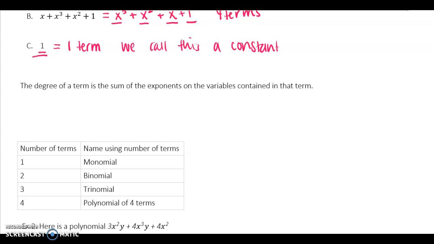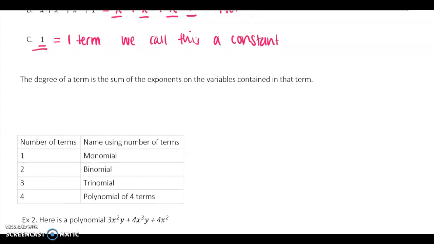So we could name a polynomial based on the number of terms. If it has 1 term, it's a monomial. If it has 2 terms, it's a binomial. If it has 3 terms, it's a trinomial. And if it has 4 terms or higher, we'll just say polynomial of blank terms.